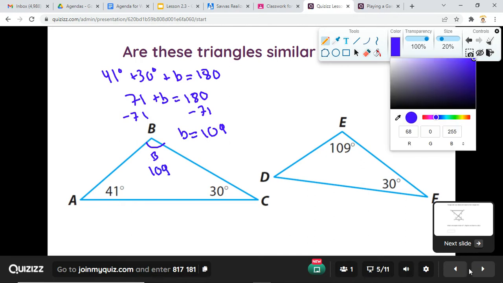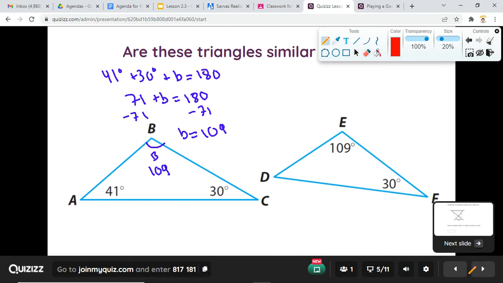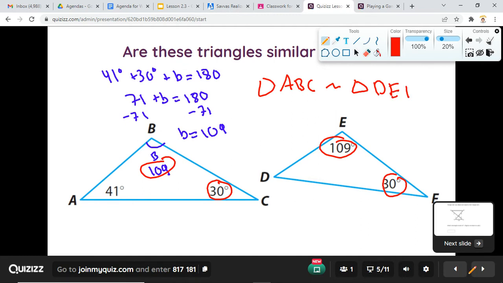So now we just have to find out if we have two angles in common. Well, I have this 30 degrees here. Obviously, these are the same. They were given. And then since both of these triangles have 109 degrees right there, then yes, these two triangles would be similar to one another. Triangle ABC is similar to triangle DEF. And if we wanted to further prove this, we could do 180 minus 30 minus 109, which is equal to 41. So they actually do indeed have all three angles in common.